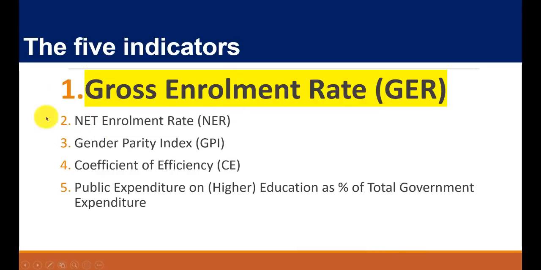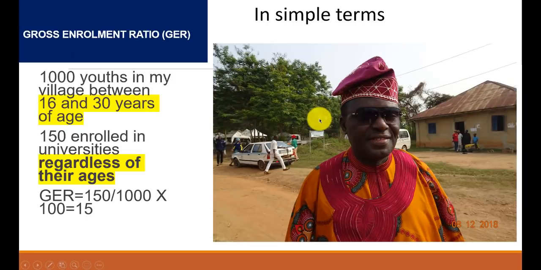So gross enrollment rate, GER. Sometimes you call it gross enrollment ratio. So what is it? Let me tell you in simple terms what gross enrollment ratio means. Now, if 1,000 youths in my village, Elegbada village, are between ages 16 and 30 years. This is actually my village, yes.